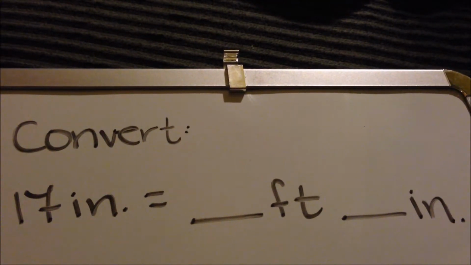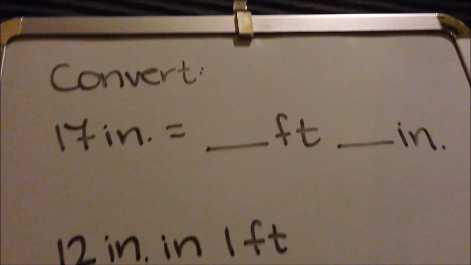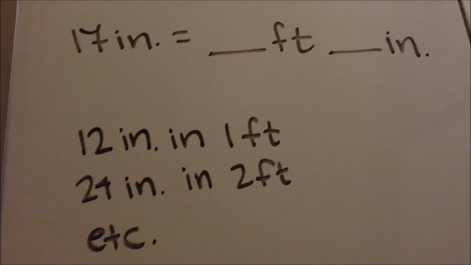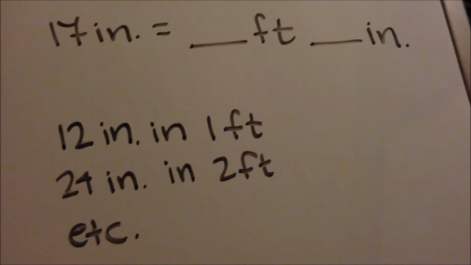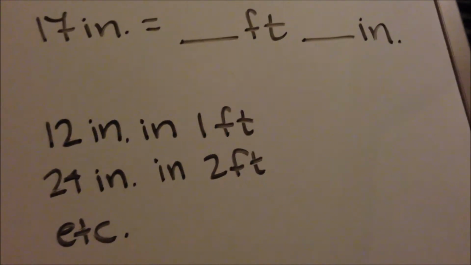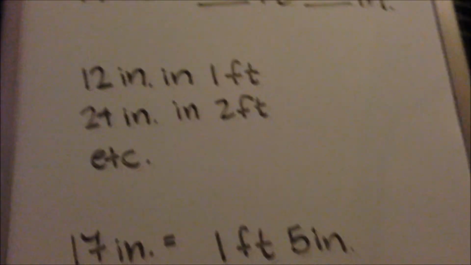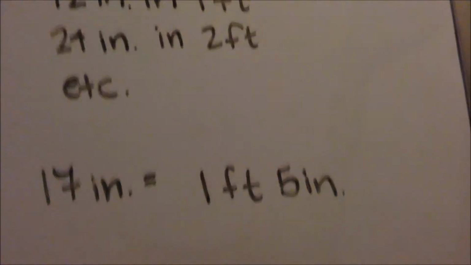Convert 17 inches to feet and inches. You have to determine how many feet you can take out of 17 inches. Well, there are 12 inches in 1 foot, 24 inches in 2 feet, etc. So you can only take 1 foot out of 17 inches. What's left over is 5 inches. So 17 inches converts to 1 foot, 5 inches.